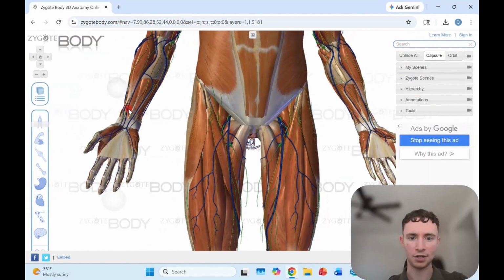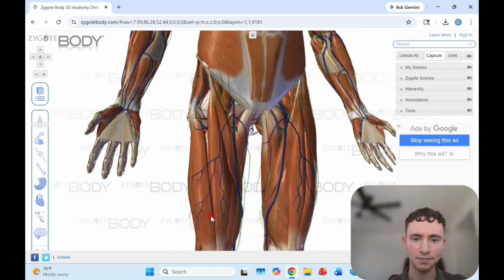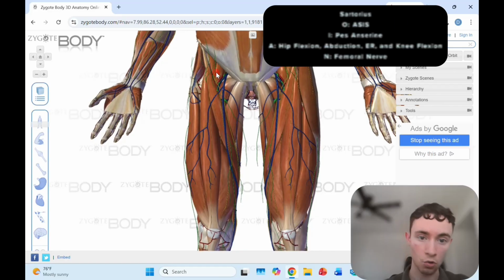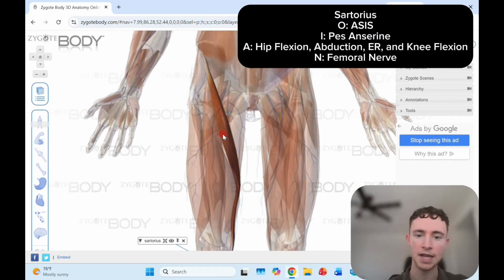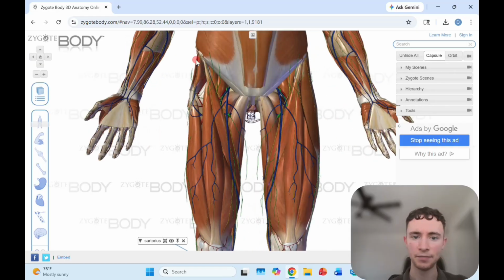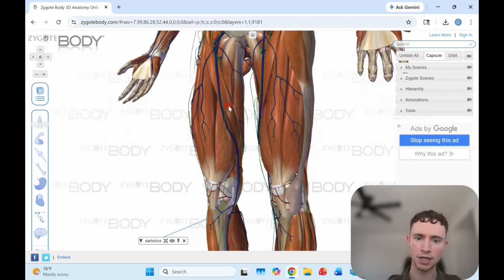So, diving into the musculature here, we can go ahead and hide the TFL and the IT band, which we talked about last time. We'll start here with one of our hip flexors, our sartorius. So here's our sartorius muscle. It starts on the ASIS, or the anterior superior iliac spine of the ilium. And then it comes down and runs along the medial side of your leg down here. It's a thin strap muscle.